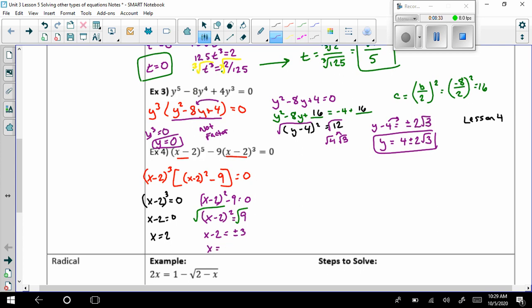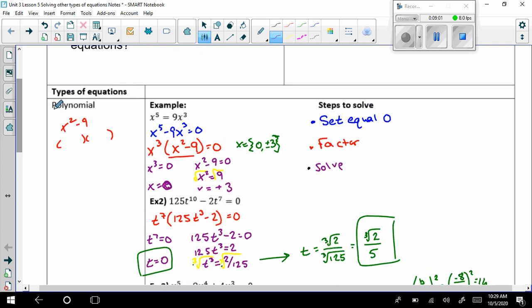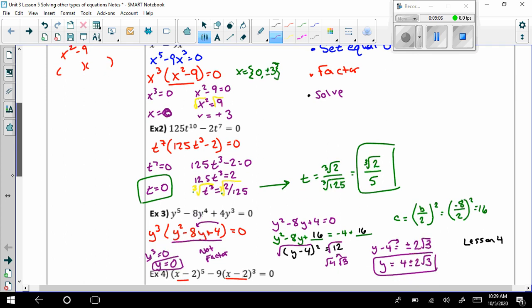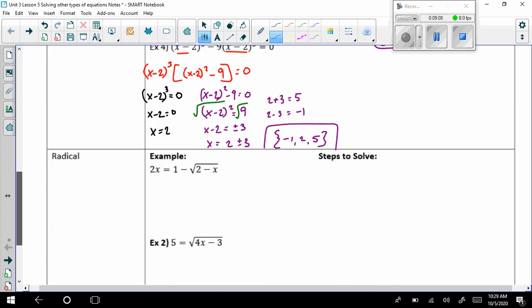So when I have x equals 2 plus or minus 3, I get 2 answers from that. So 2 plus 3 and then 2 minus 3. So for this one, the solution set is negative 1, 2, and 5. You have 3 answers for it. Okay, so that is polynomials, and these are the steps that you'll follow: set equal to 0, factor, and then solve it.